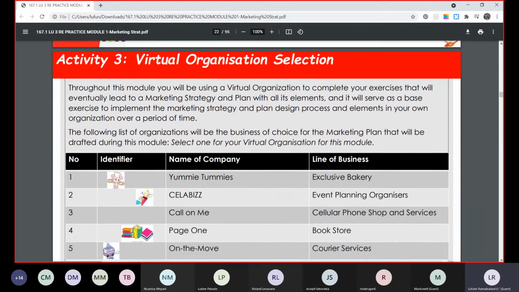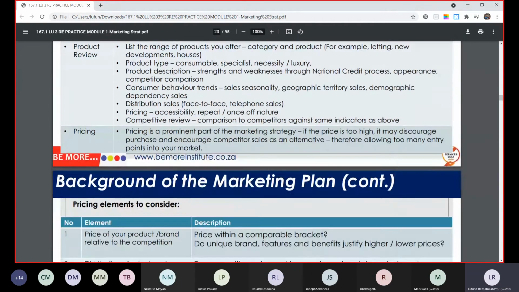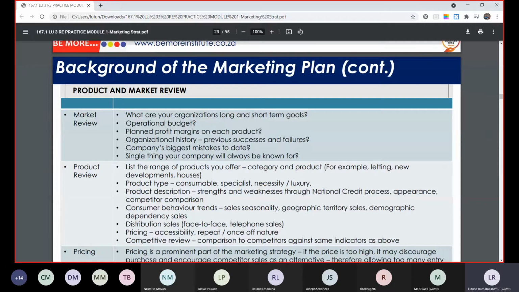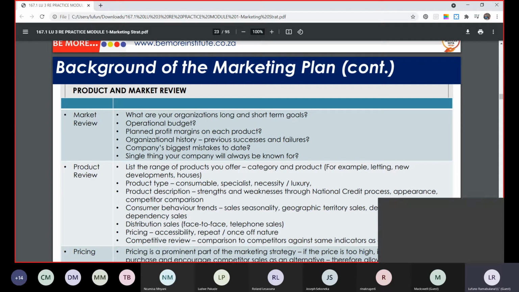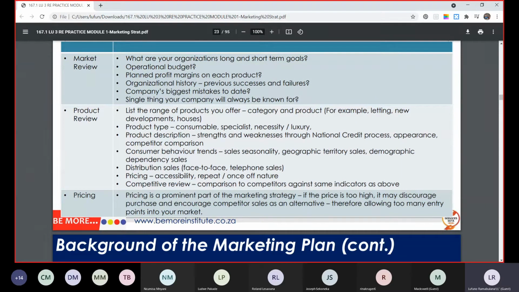Here is another activity that we can look at, activity number 3. Some of these activities may not be easy to do here. Like I emphasized, due to time, you can go through that activity on your own. If there's any issue, we are more than available to assist. After that activity, we'll go to your market review, product and market review. So what are your organization's long and short-term goals, your operational budget, your planned profit margins for each particular product? I think the emphasis there is that the activities, you'll be able to do them also as a group. I think Rina was just giving me that tip or a reminder.